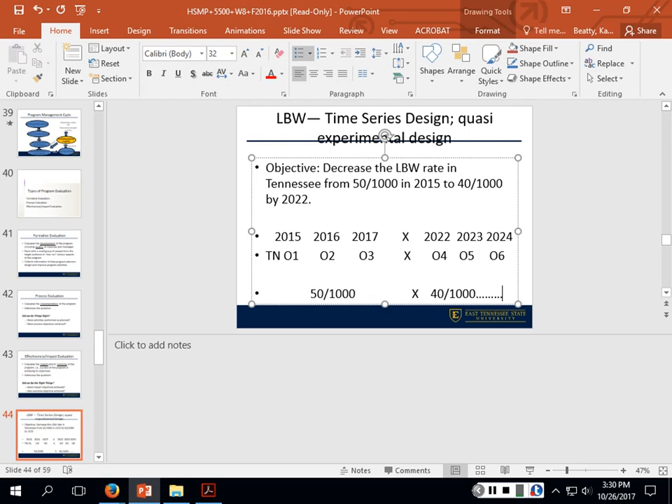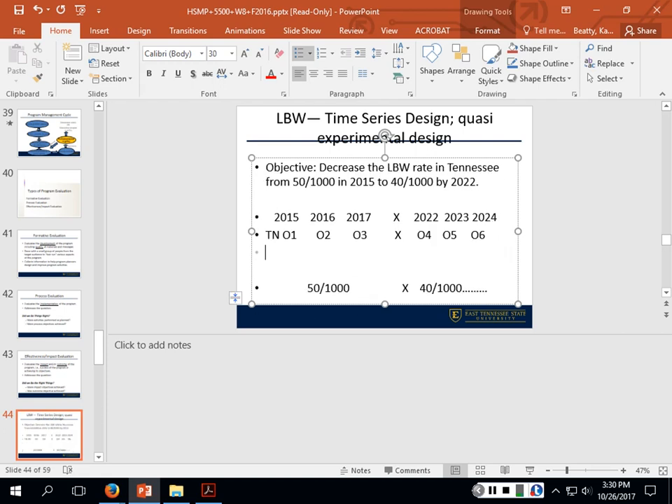Now the time series design itself, if we're able to find a comparison group, you can combine the time series design with a comparison group. So we can include our, let's say, Alabama here, if it's an appropriate comparison group to Tennessee, and also collect multiple observations from Alabama, not deliver an intervention in Alabama, and then do O10, O11, O12.